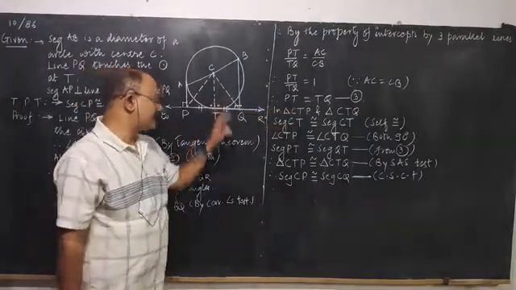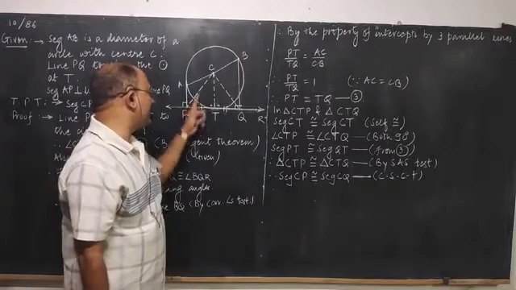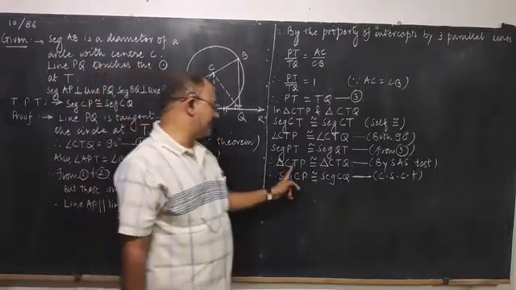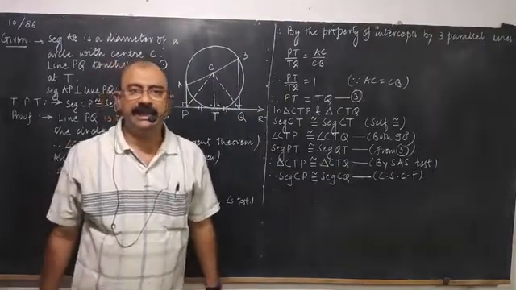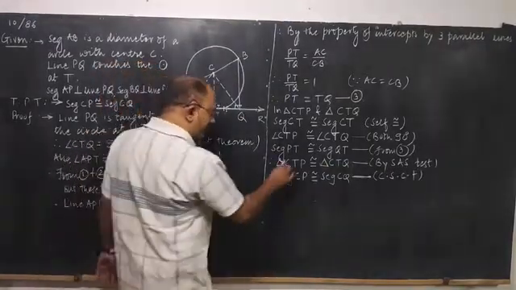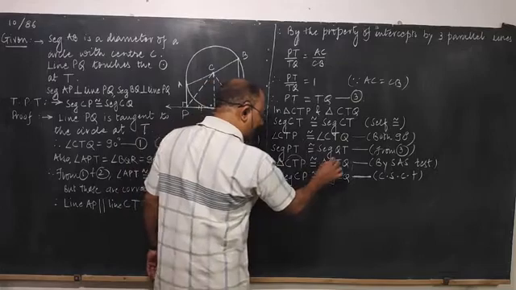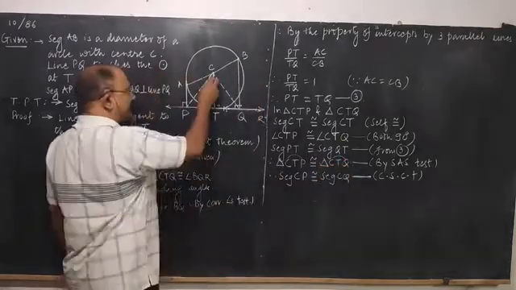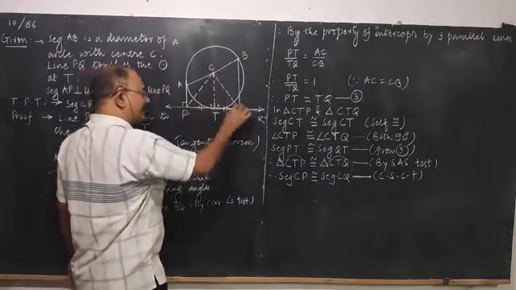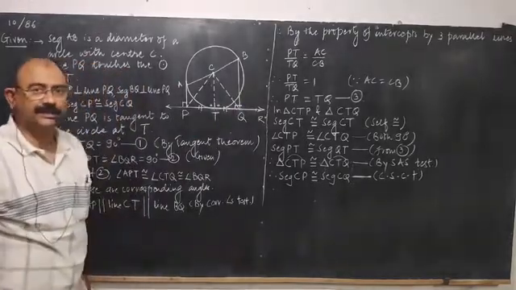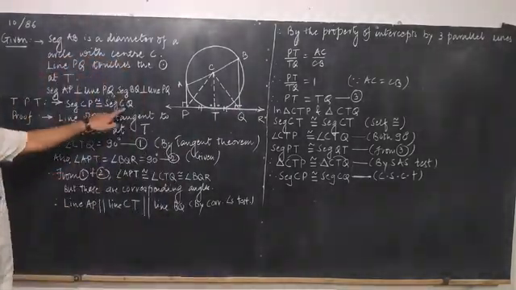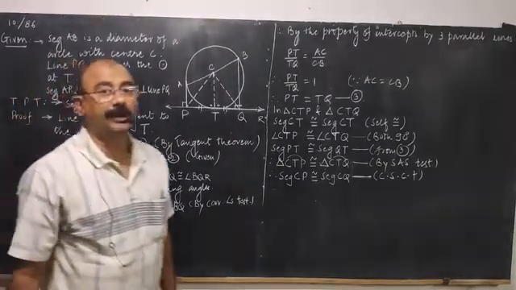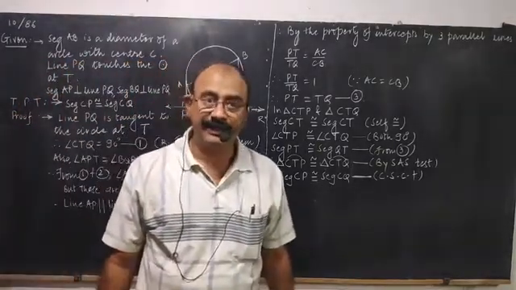Therefore, triangle CTP is congruent to triangle CTQ by the SAS test. And therefore, segment CP will be congruent to segment CQ. And this is what we had to prove. A good example. We need practice to write the example.